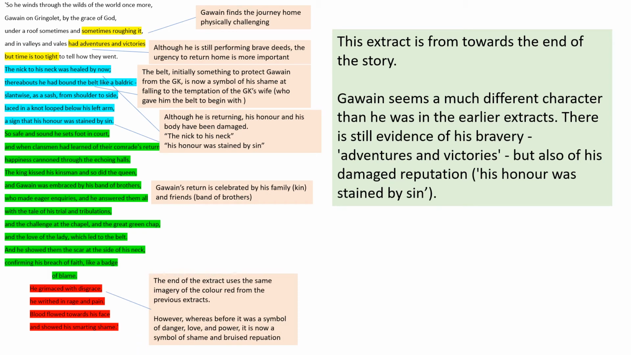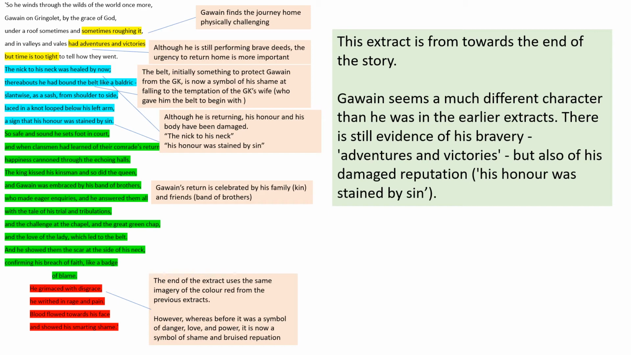So it moves down, mentions the belt again, and the great green chap and the love of the lady which led to the belt. So again, it reiterates that this belt was acquired by the lady, who is the source of Gawain's sin. And he wears it like a badge of blame toward the end. You might want to look at that quotation for later on. Breach of faith like a badge of blame.